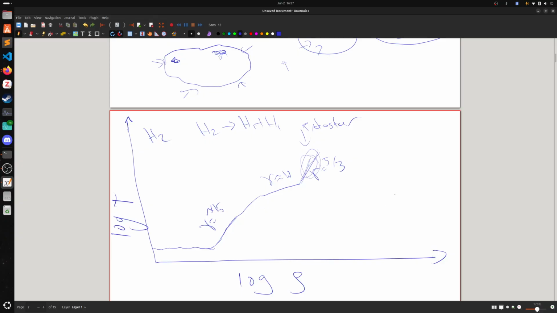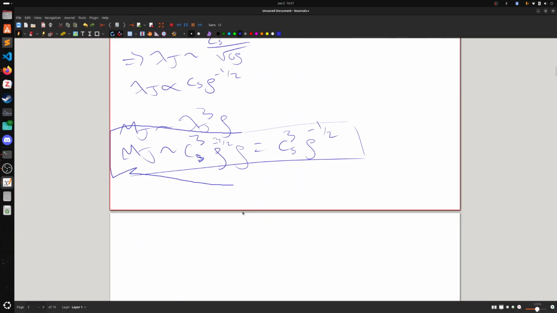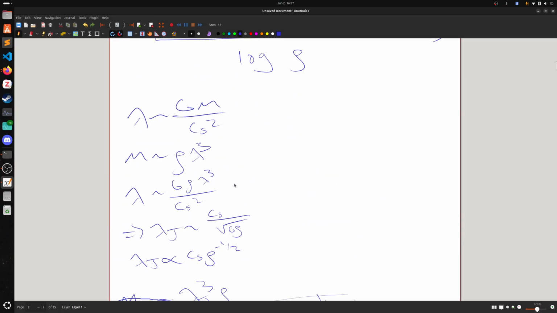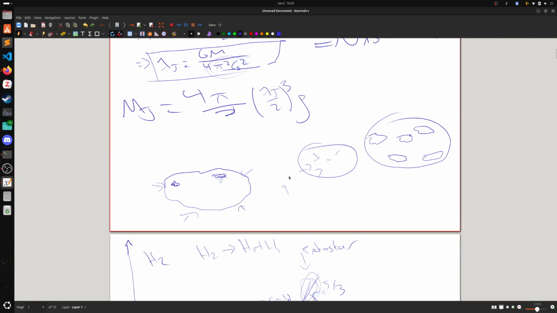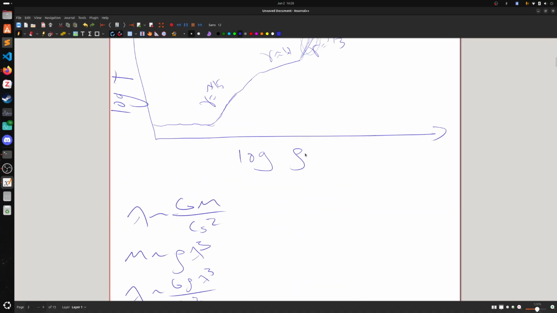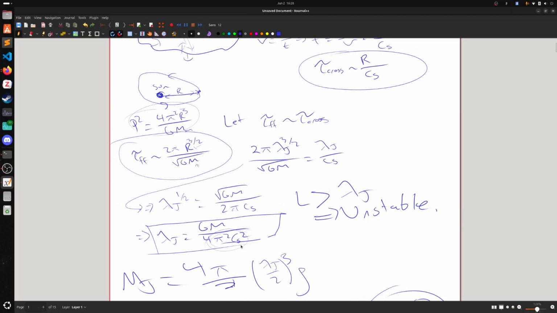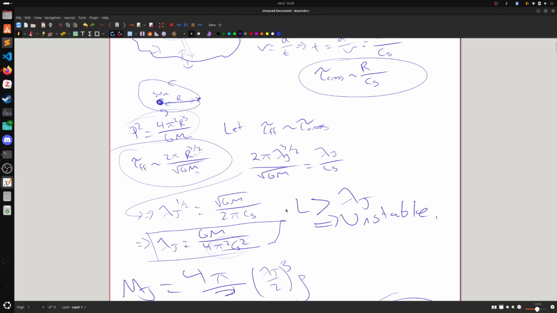So I think in a future video, I will probably derive this and talk about this more. And I'll probably give an example on how to calculate Jeans mass and Jeans length. But for now, here's a rough back of the envelope calculation. And in future, we're going to do a more formal derivation.